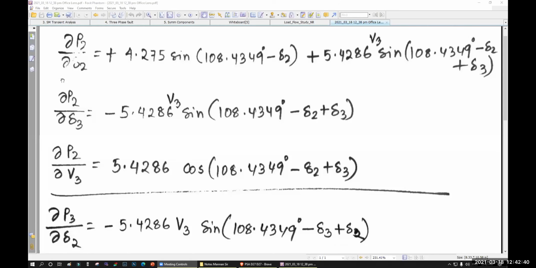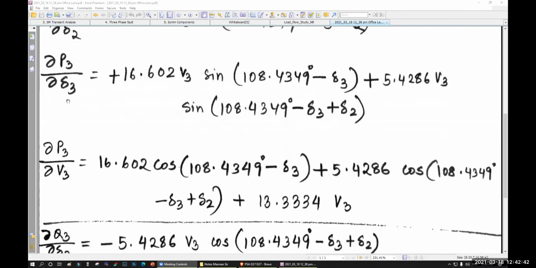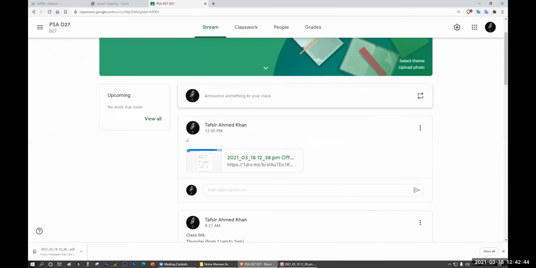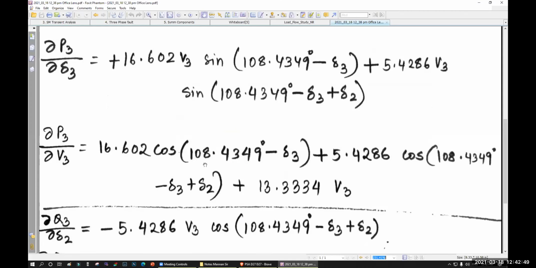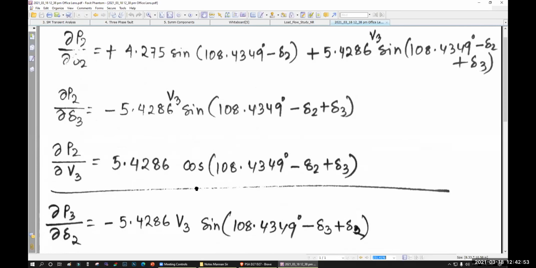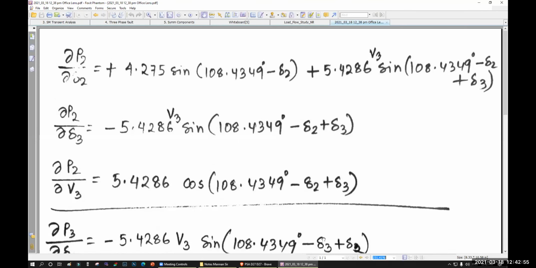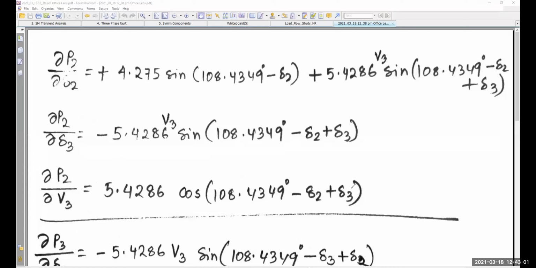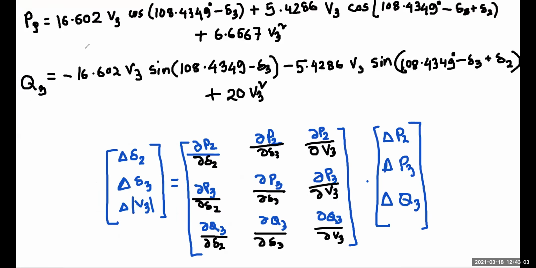These are the Jacobian components. You can see I already uploaded this to your Google Classroom as a link. You can download that and check it. And we are going to put the values here so that we can get our Jacobian matrix for iteration 1, iteration 2, iteration 3, something like that. So let's go for iteration 1. This is our Jacobian matrix.